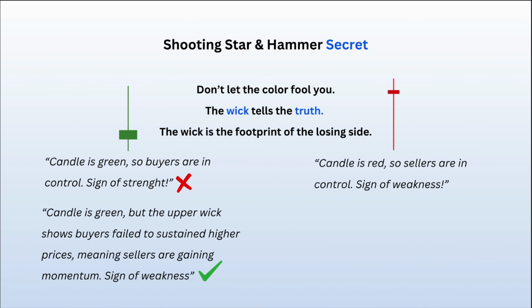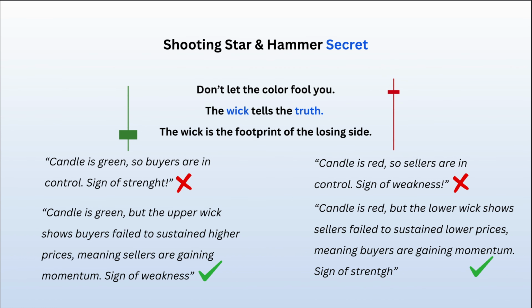People often think that, okay, this candlestick is red, which means that sellers are in control, so obviously it must be a sign of weakness, right? No. Because sure, the candle might be red, but the lower wick is clearly telling us that the sellers failed to sustain the lower prices, meaning the buyers are gaining momentum, and therefore it's a sign of strength.